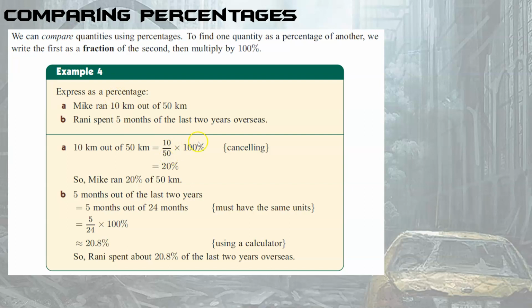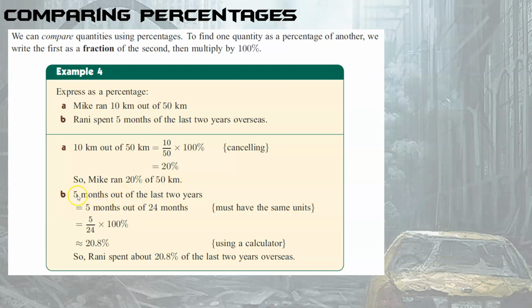I want it as a percentage, so I times by my 100%. And using the same process as before, I get 20%. So 10 kilometers out of 50 kilometers is 20% of 50 kilometers. So Mike ran 20% of 50 kilometers.